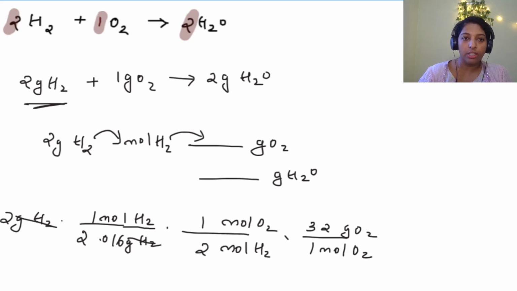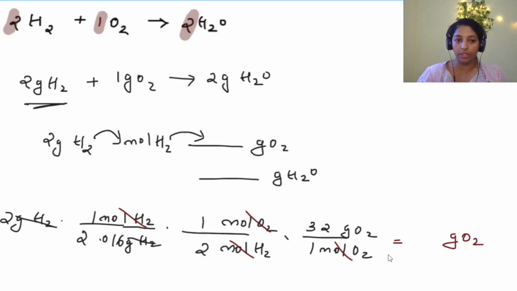Okay, so see the dimensional analysis, the whole thing. This one cancels, and this one cancels. So finally you get the answer in grams of oxygen. Okay, that's the way of doing the problem. So every time use this kind of dimensional analysis. Do not convert directly from grams to other grams.